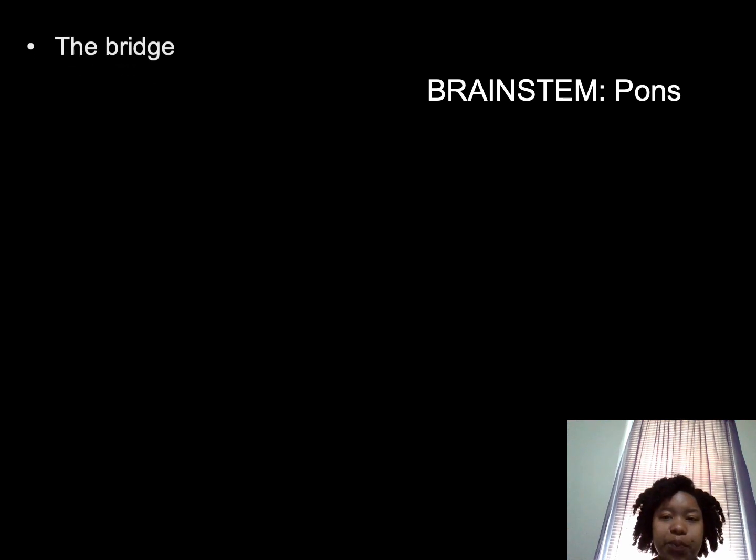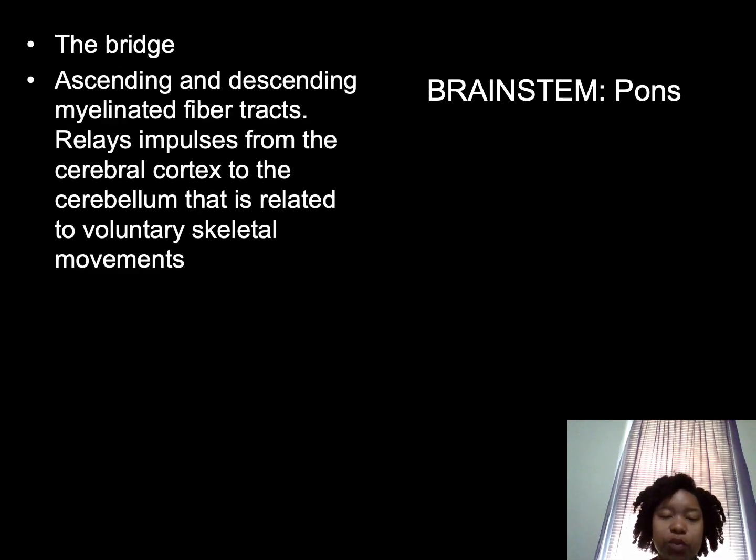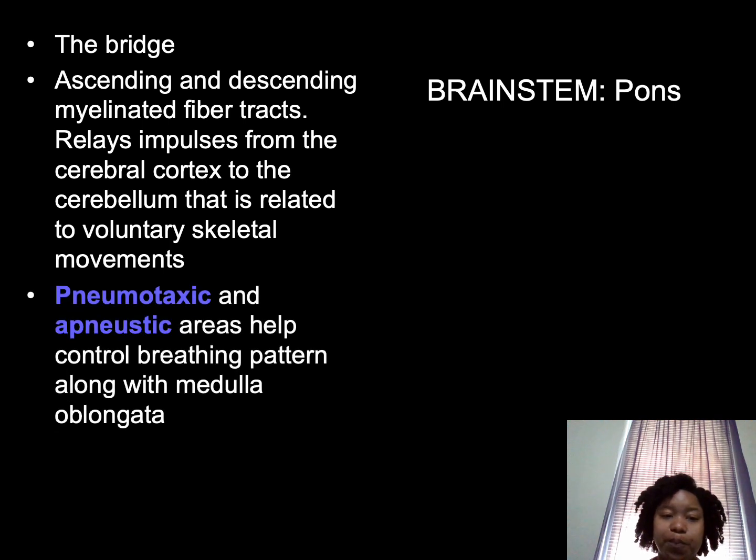So basically, the pons is that part of the brainstem that serves as the bridge, and it's got ascending and descending myelinated fiber tracts. These relay impulses from the cerebral cortex to the cerebellum that's related to voluntary skeletal movements. That's why the pons serves as a bridge. It's taking it from that one big portion of the brain, your cerebrum, and carrying it over to your cerebellum for voluntary skeletal movements.